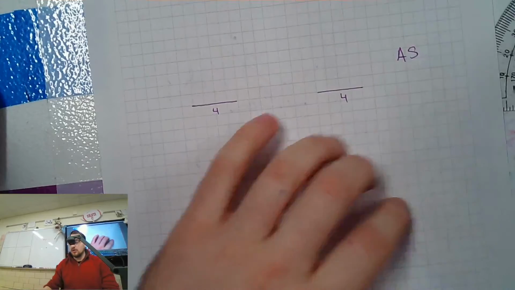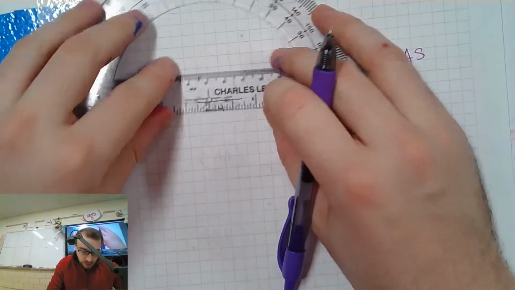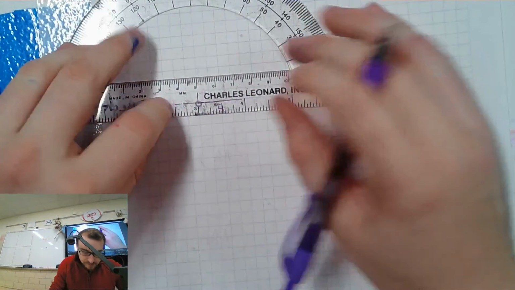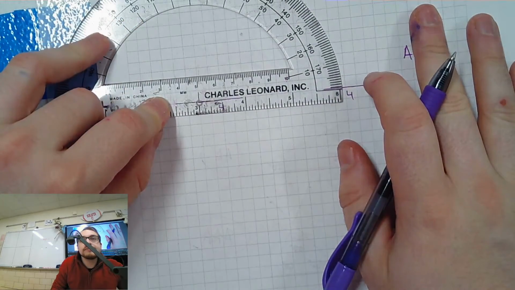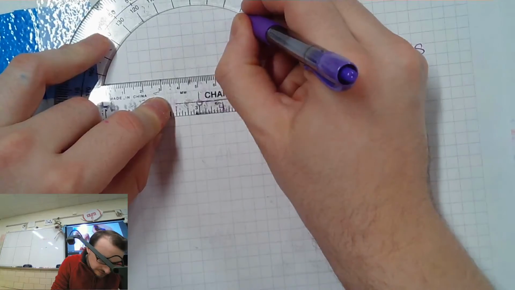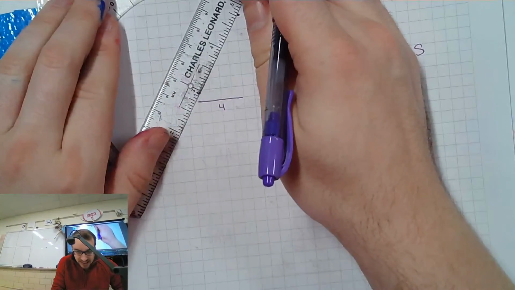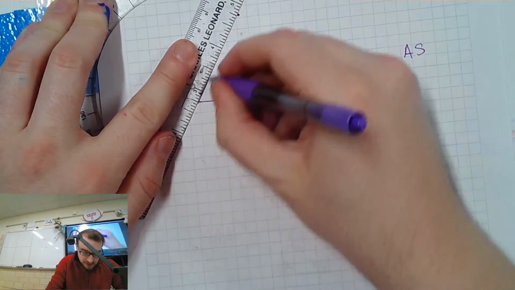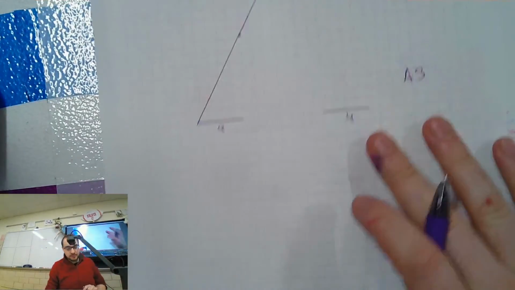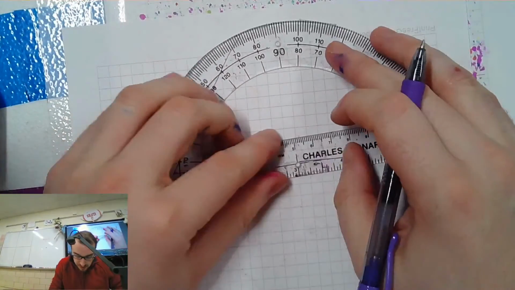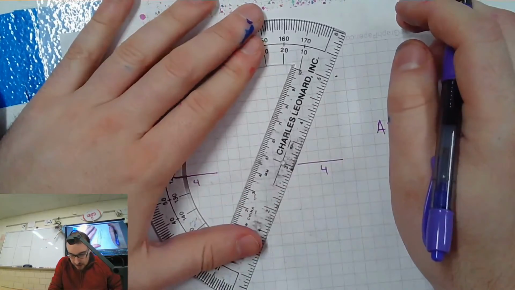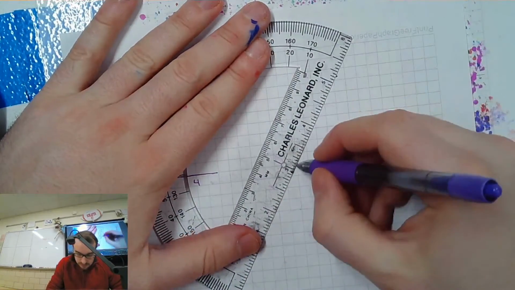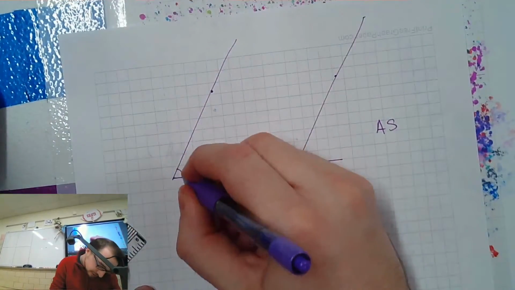Then I need one angle that's the same. So what angle measure do you want me to make? Give me an angle measure. 60. All right, again, this side doesn't matter how long it is, so I'm just going to draw it really long, right? That means this one has to be 60 because their angles have to match, right? We have to have one angle matching and one side match. So here's 60.